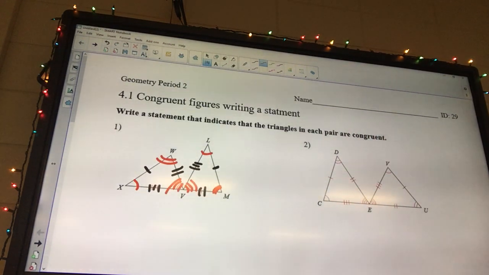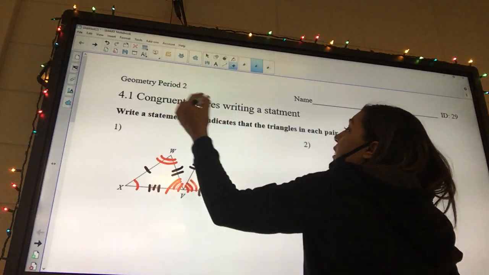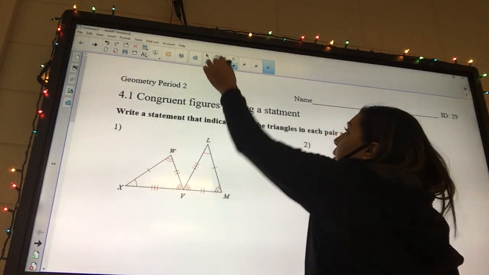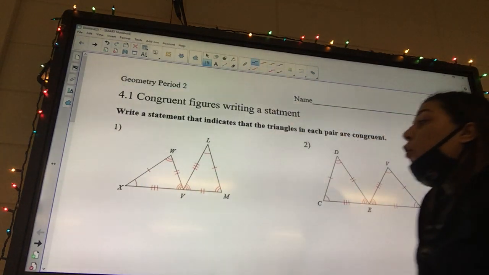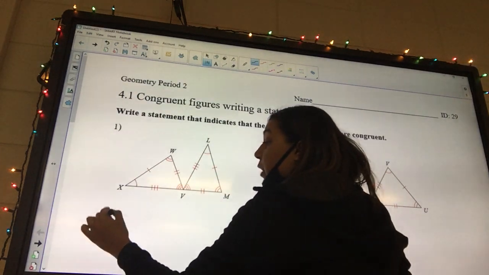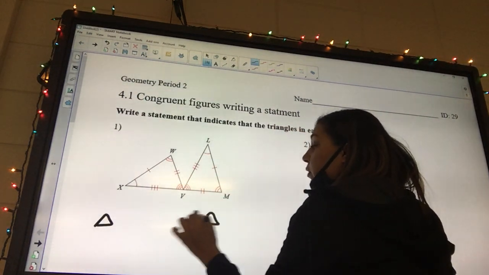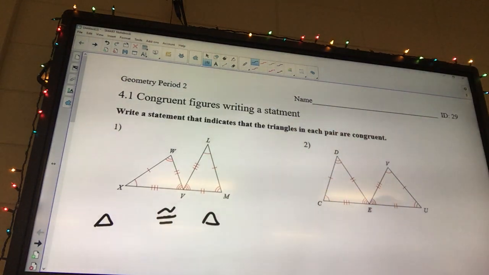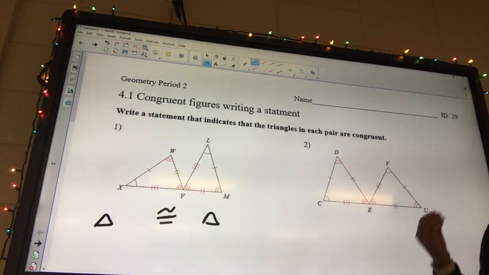Okay. And so what you can do, the easiest way for you to do these, what they want you to do is write the congruent statement. Okay, so we know we're going to have two triangles because there's two triangles there. So we're going to have triangle, and this is the symbol we use for congruent. Okay, it looks like an equal sign with a little squiggly above. And this is the part that you guys are going to have to write. Okay, so we have the two triangles, and really what you need to do is just match up one letter at a time.